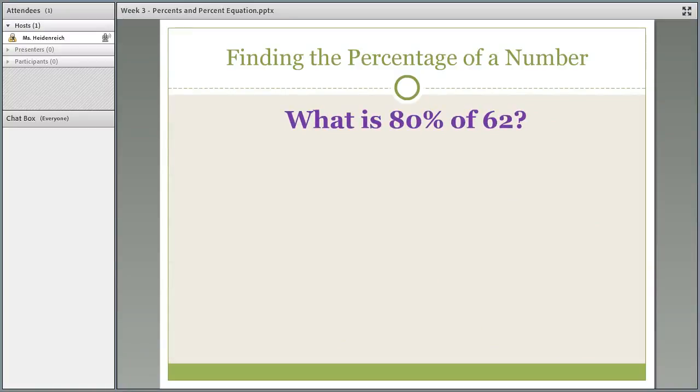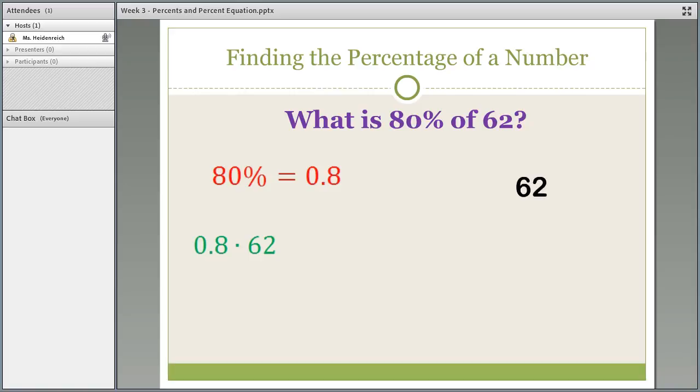Here is an example of finding the percentage of a specific number. This question says, what is 80% of 62? So I've got 80%, but first I need to change it to a decimal before I do anything with it. So I'm going to move that decimal point 2 places to the left and get 0.80 or 0.8. And then I'm going to multiply 0.8 by 62 because 80% of 62 means to multiply the two numbers together.